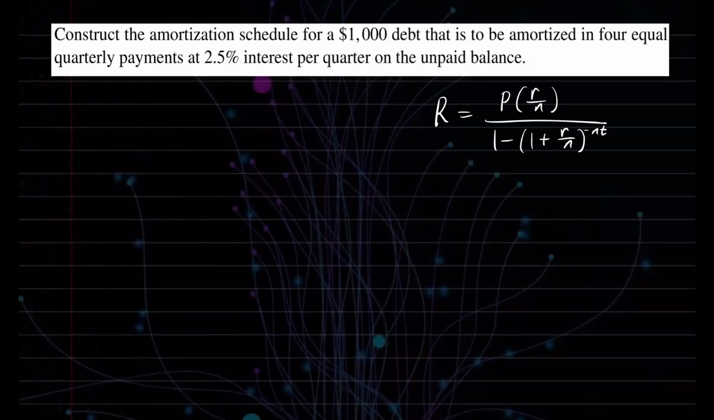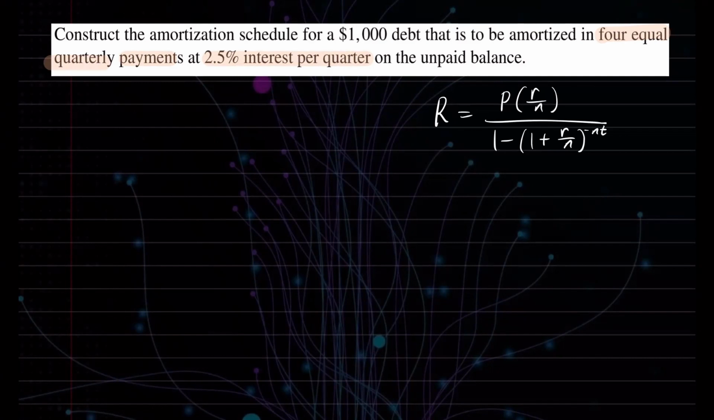Hi everyone. So in this video, we're going to construct the amortization schedule for a $1,000 debt that is to be amortized in 4 equal quarterly payments at 2.5% interest per quarter on the unpaid balance. So here's how you're going to create that.